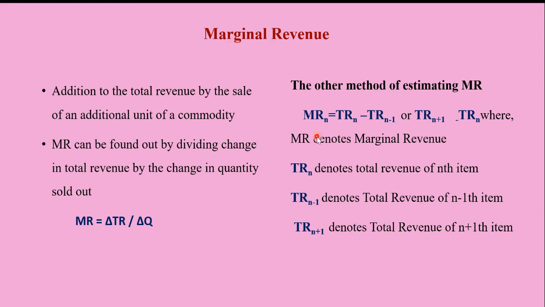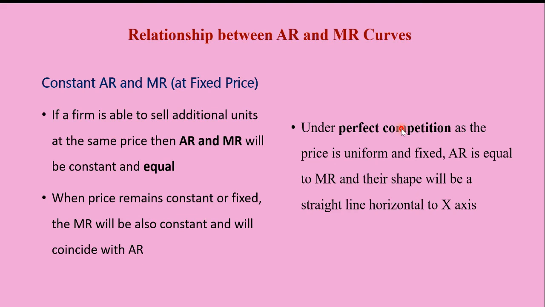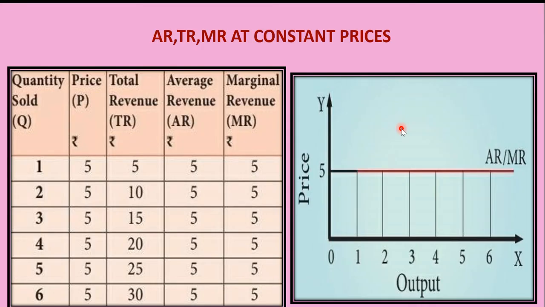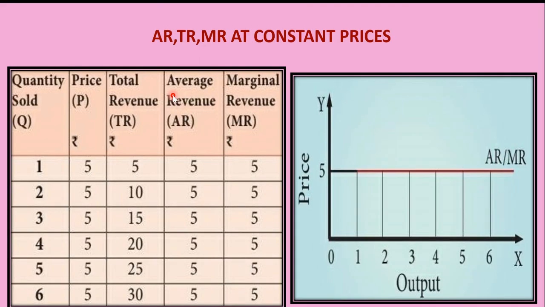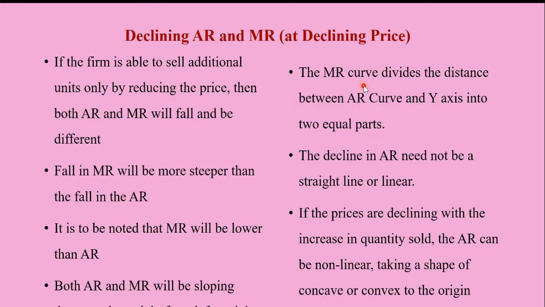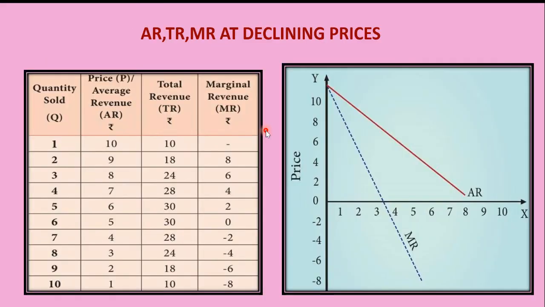Here MR is equal to TR of n minus TR of n minus 1, or TR of n plus 1 minus TR of n. We have two formulas here. Next is: bring out the relationship between AR and MR curves under various price conditions. For that, this will be the answer. Relationship between AR and MR. For that, you have constant AR and MR. You have to explain that with table and graph. Then declining AR and MR, explanation, table and graph.